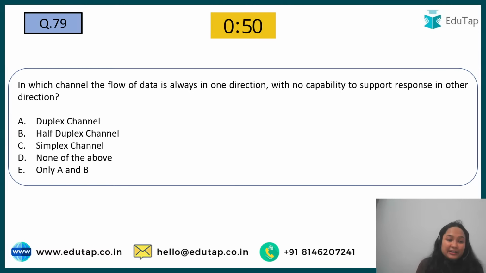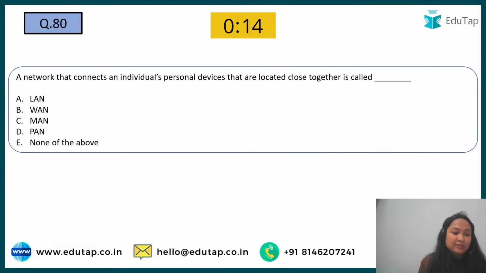In which channel is the flow of data always unidirectional, or one directional, with no capacity to support a response in the other direction? It is very easy, we have already discussed it. I don't want to even wait. As soon as the question comes on your screen, I request you to please answer quickly. Very quickly I want the answer for this. Yes, very good. The answer will be option number C. Only one direction of conversation is going on and there is no way that we can get a response. Option number C will be the correct answer.